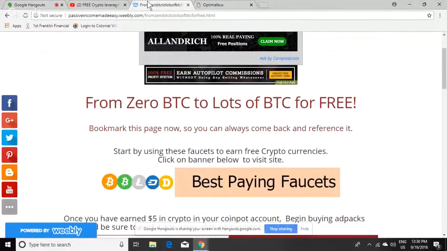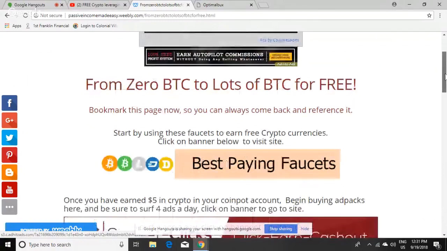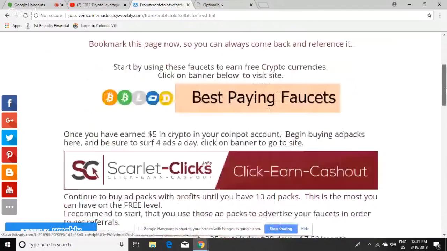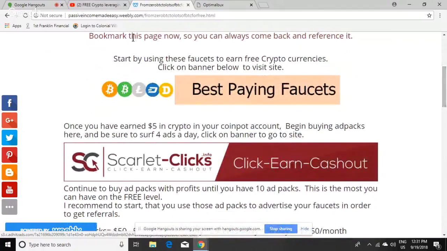As you can see, you should be able to see in front of you, start from 0 Bitcoin and earn lots of Bitcoin for free. It's not just Bitcoin, but it applies to all the big cryptocurrencies: Bitcoin, Bitcoin Cash, Litecoin, Dashcoin, and Dogecoin. This is a little page I made that shows the system, and it's basically real simple. Everyone knows about the faucets. You start with the free faucets and start earning a little bit of Bitcoin.